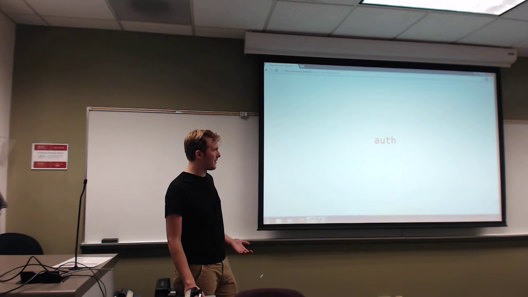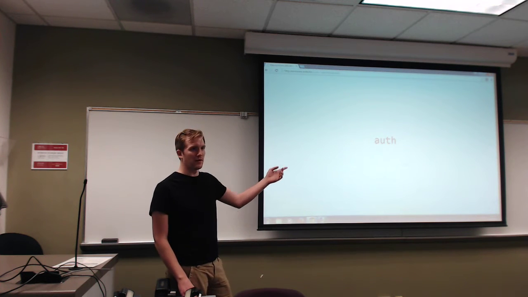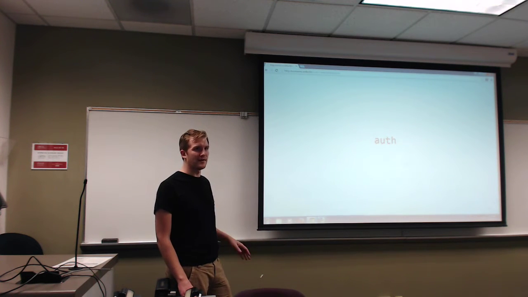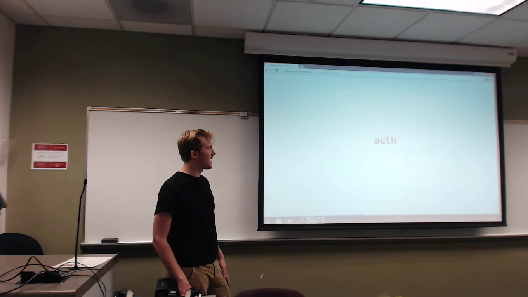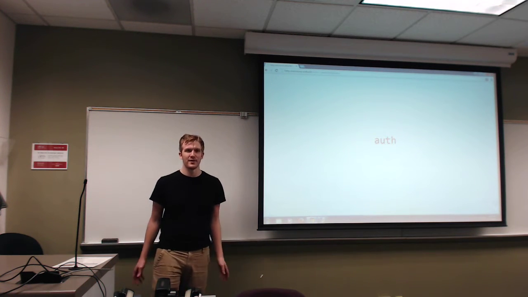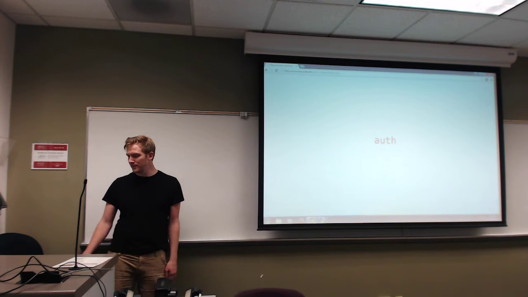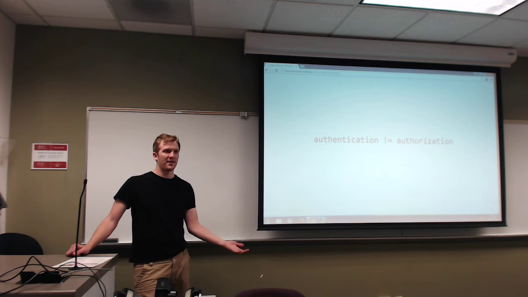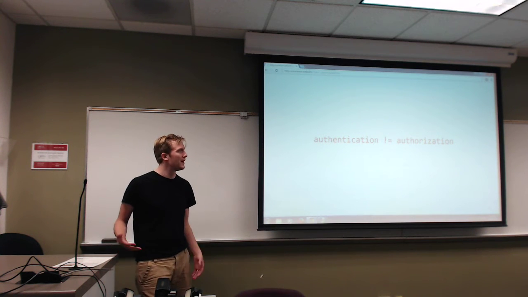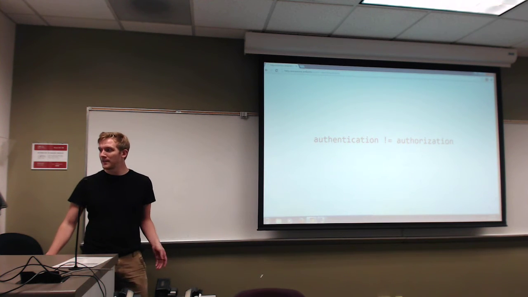So security is hard, and I blame it on these 4 letters. I think auth is probably the worst abbreviation that we could do as an industry, because what does auth stand for? Is it authentication? Is it authorization? Because these are not the same.